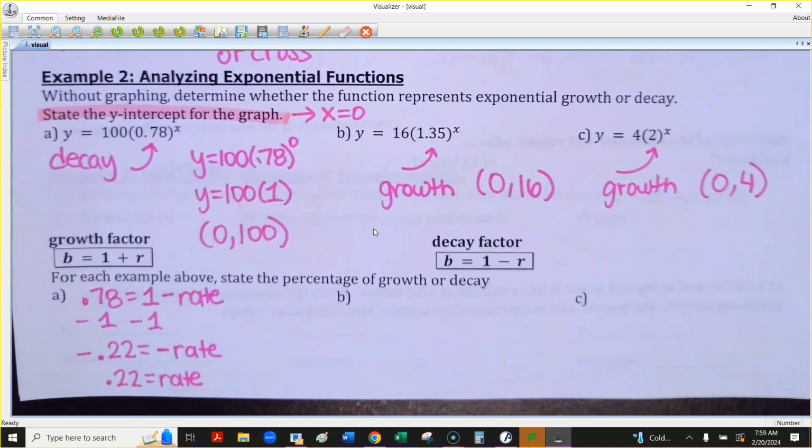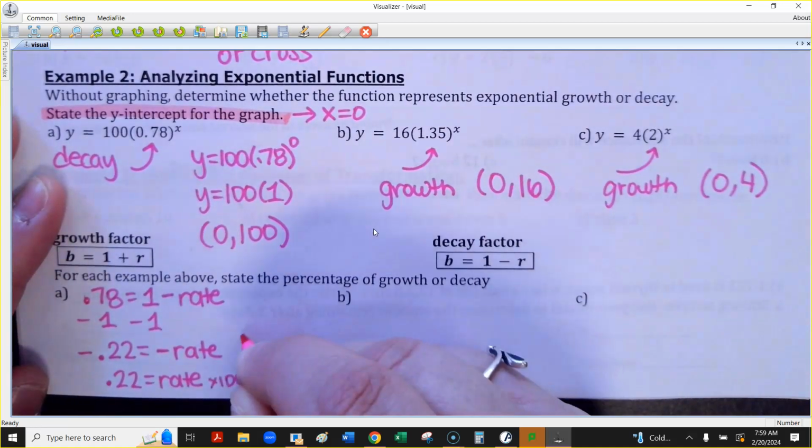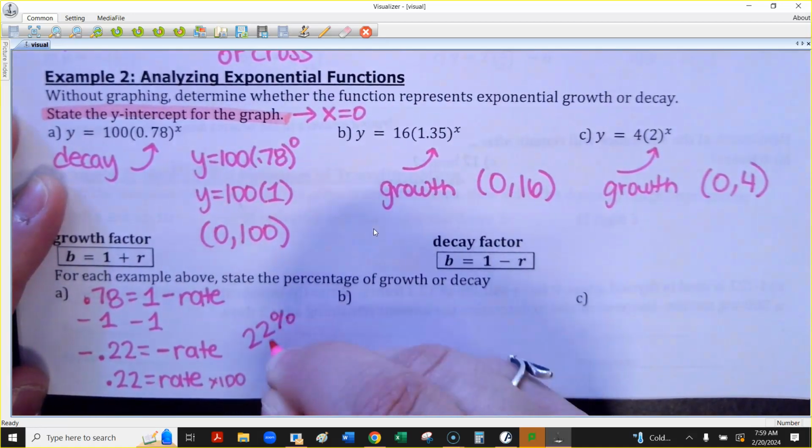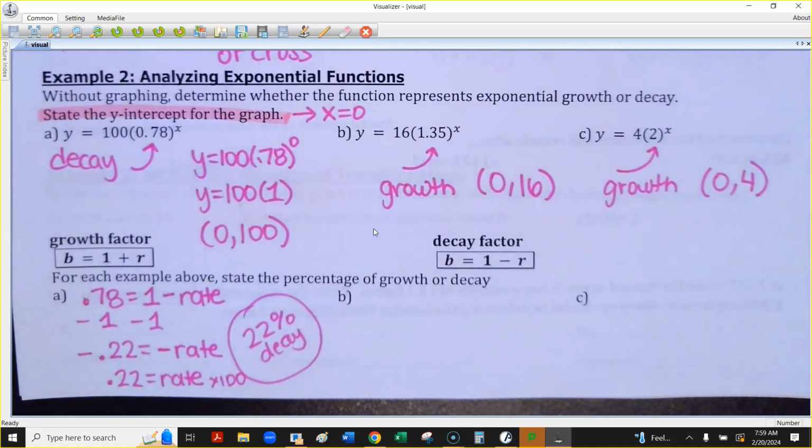Because it says it wants the percentage of growth or decay. Perfect. So all you got to do is times this by 100. That first one is representing 22% decay.